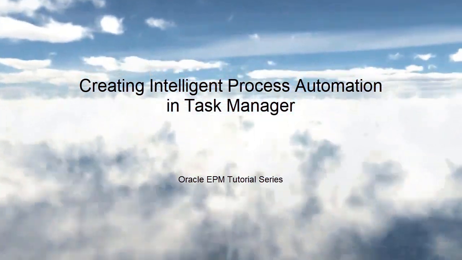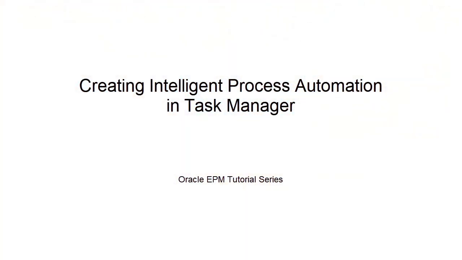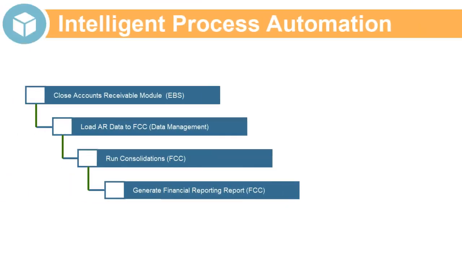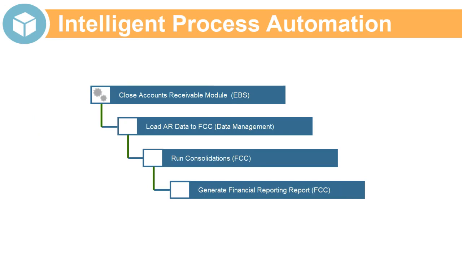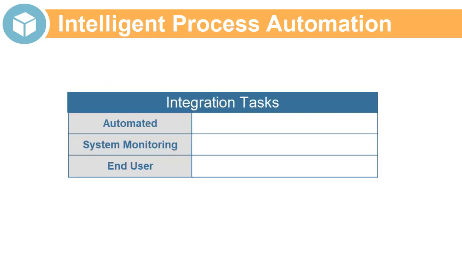In this tutorial, we show you how to create intelligent process automation using Task Manager. You can use Task Manager to create schedules of tasks that cross all of your cloud and on-premise business processes. You can automate repetitive procedures by adding tasks that run automatically when a predecessor task finishes. Intelligent automation uses Task Manager integration tasks.